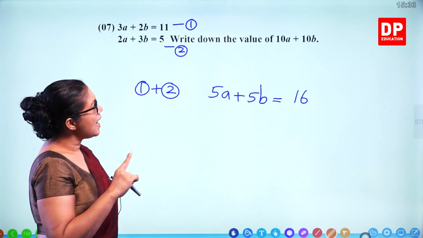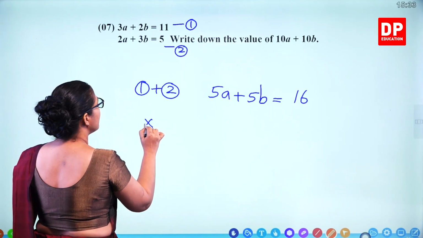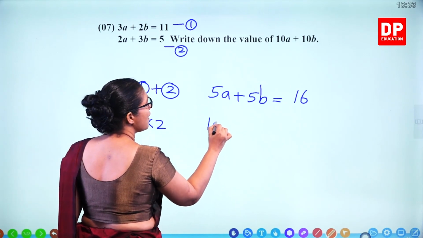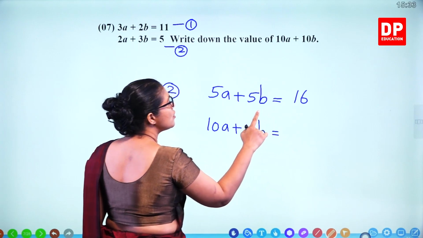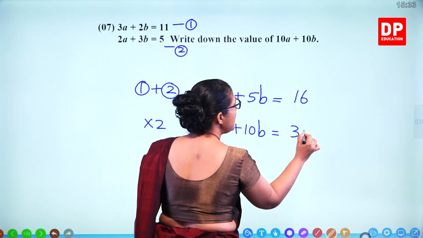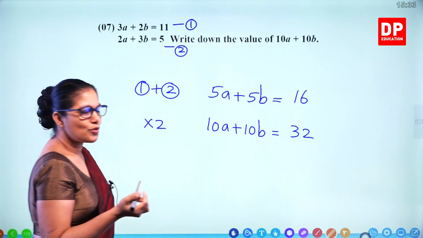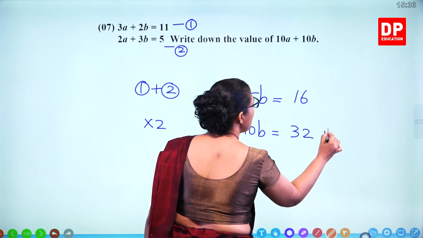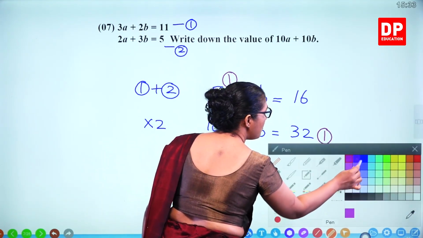Now we need 10a and 10b, so I'm multiplying the whole equation by 2. 2 times 5, 10a, plus 10b is equal to 2 times 16, that's 32. So what is 10a plus 10b? 32. So 2 marks again, 1 mark here and 1 mark for the method.